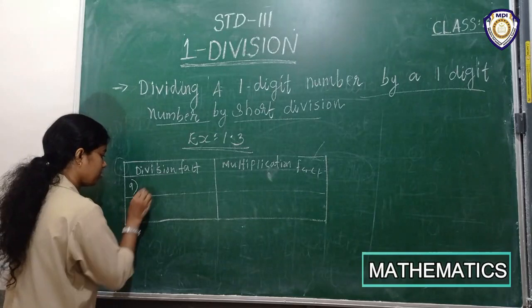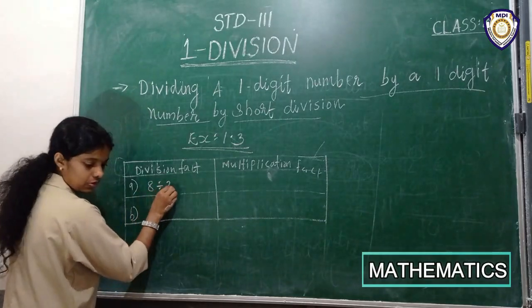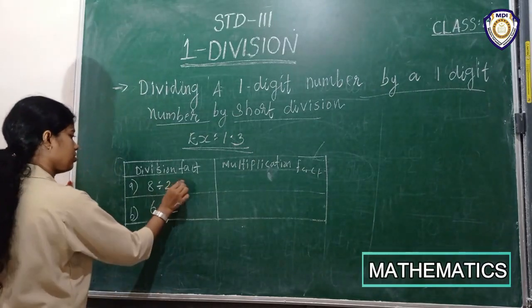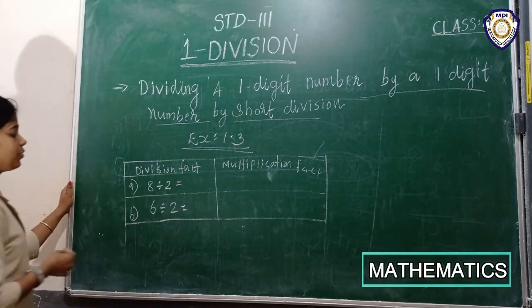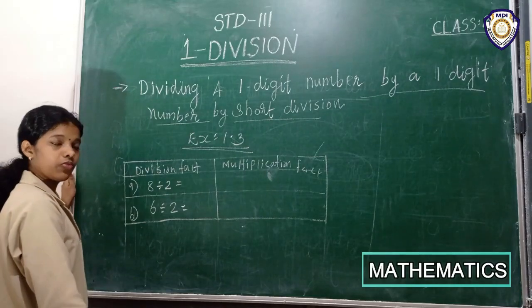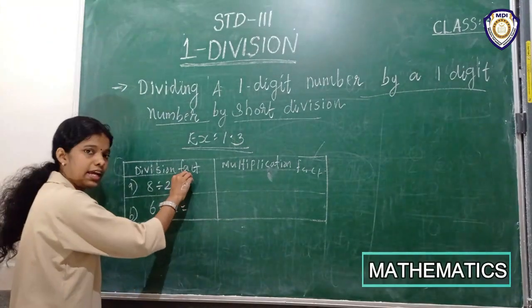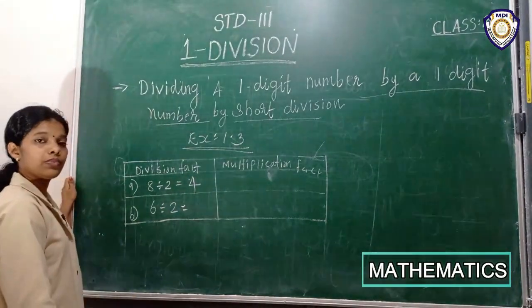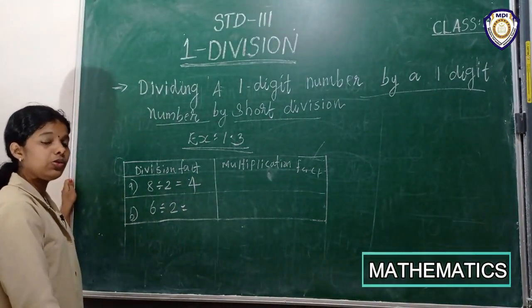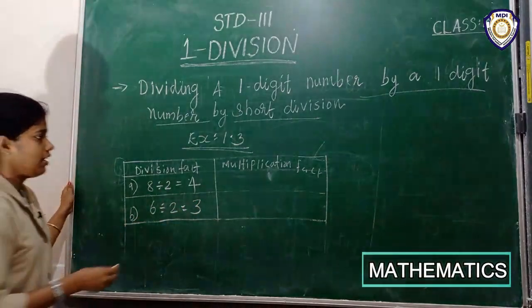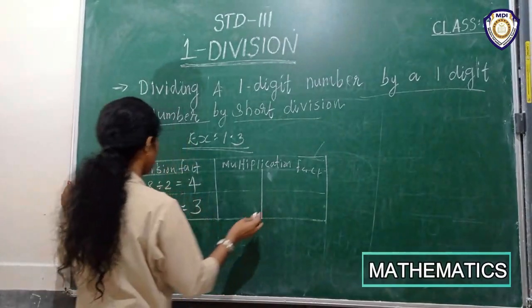8 divided by 2 and 6 divided by 2. Okay, 8 divided by 2. 1 2 is 2, 2 2s are 4, 3 2s are 6, 4 2s are 8. How many times? 4 times. And then 6 divided by 2. 1 2 is 2, 2 2s are 4, 3 2s are 6. 3 times.